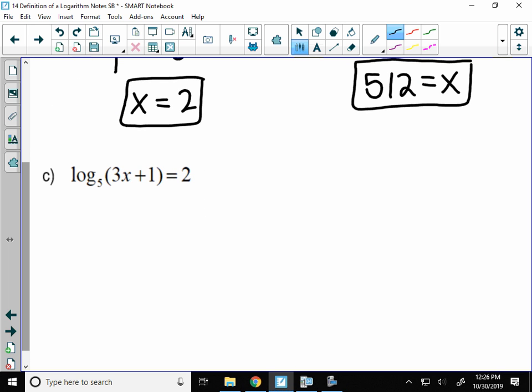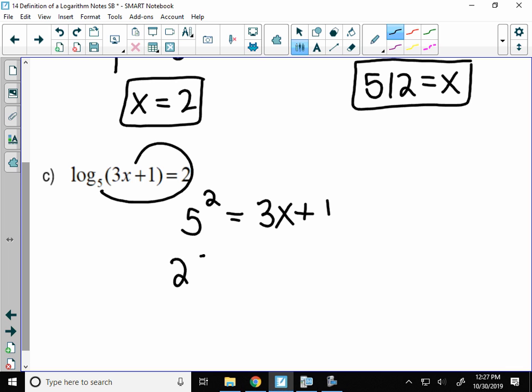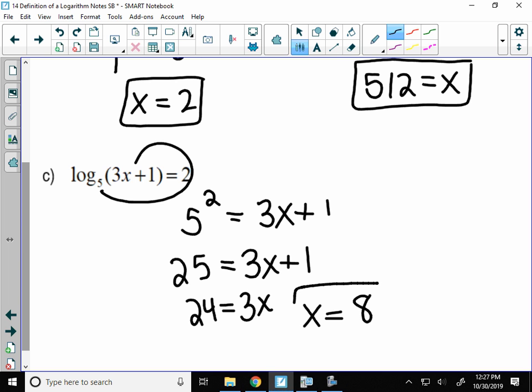Well, how do we do this last one? 5 to the second equals 3x plus 1. All right. So how do I simplify this? 5 to the second is 25 equals 3x plus 1. I subtract the 1 and get 24. And when I divide by 3, what's x? 8. All right, simple.